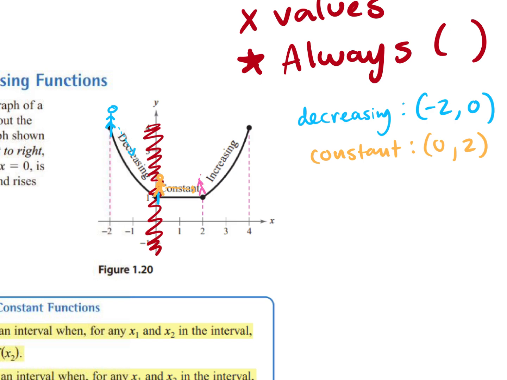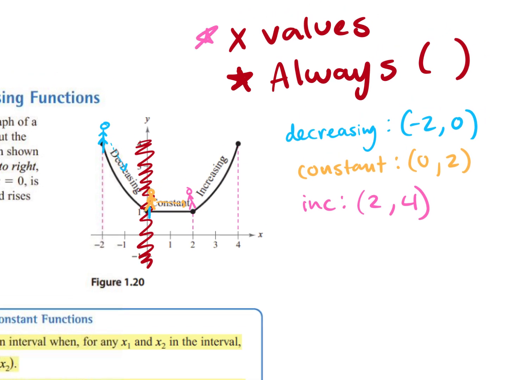Then we start going uphill again. So we're increasing from 2 to what? To 4. So we're increasing in between 2 and 4. So we only look at the x values, and it is always parentheses.